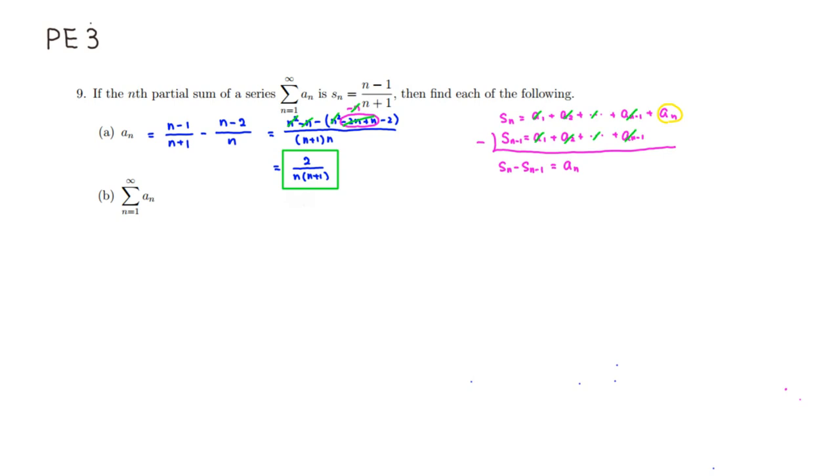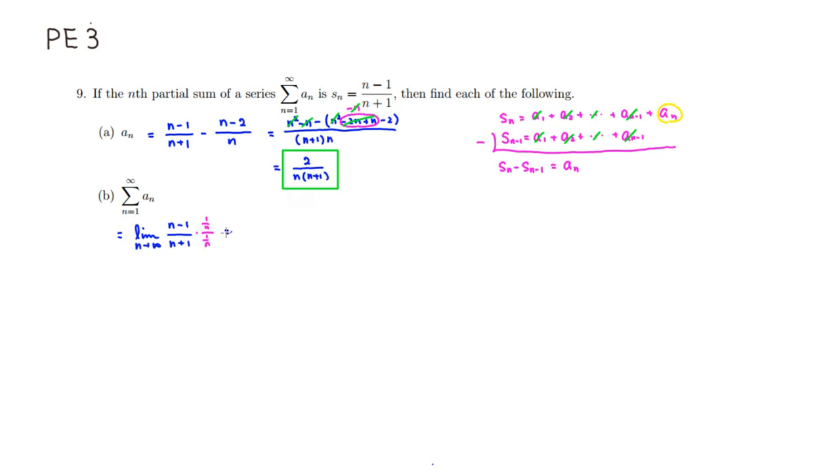Once you found that, finding the sum is very easy, because we already have the partial sum. By definition, the sum is going to be the limit of the partial sum. So you take the limit as n approaches infinity. The partial sum is n minus 1 over n plus 1, so we can multiply top and bottom by 1 over n.